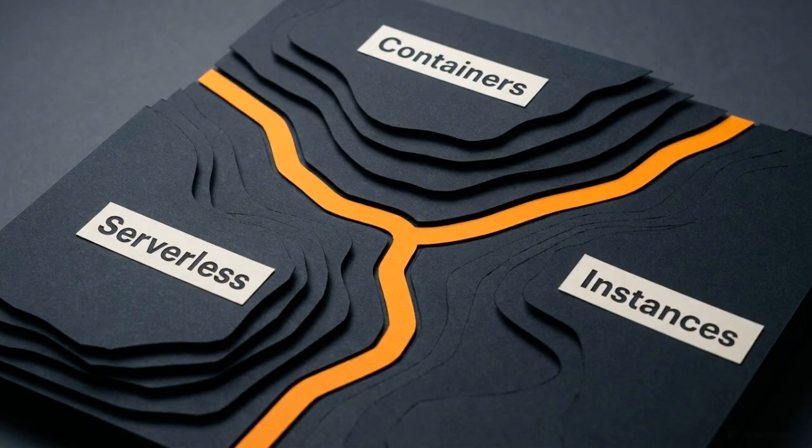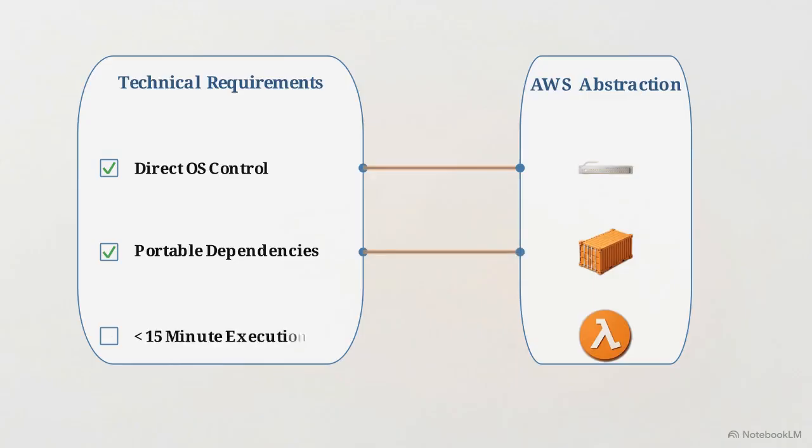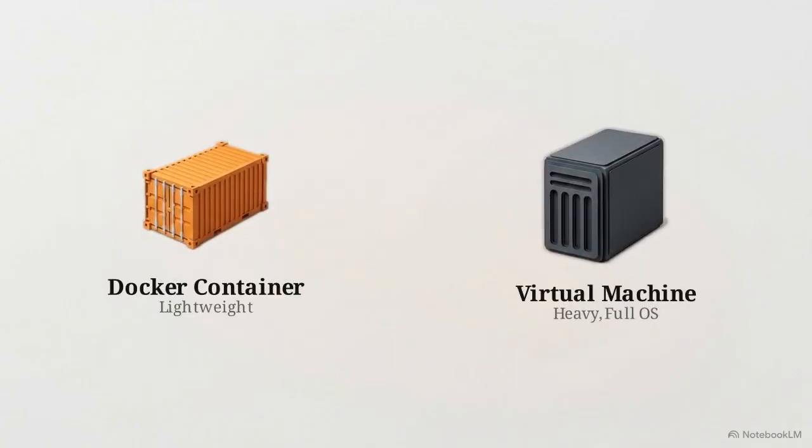To master AWS architecture and to pass the Cloud Practitioner exam, you must memorize the strict boundary lines between these distinct compute services. Selecting the right service requires matching the precise level of abstraction to the technical limits of your workload. Docker is an open-source development platform used to deploy applications.